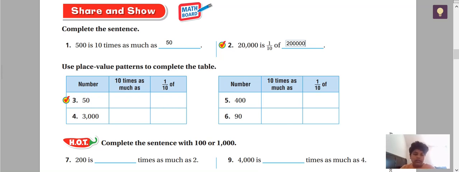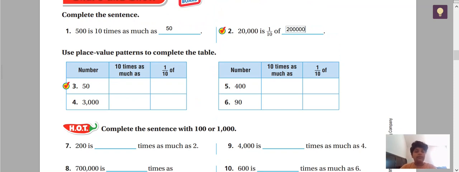200,000. Now, use place value patterns to complete the table. Okay, we got these. Solve questions 3, 4, 5, 6 by your own. Once you got your answer, unpause this video. Okay, we're back. Now, since you unpaused your video, let's get the answer to these questions.